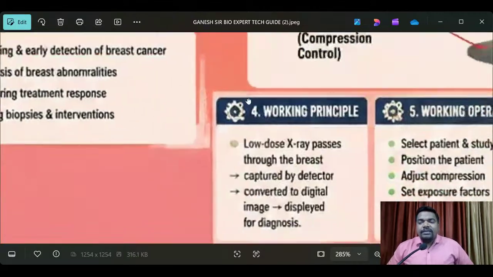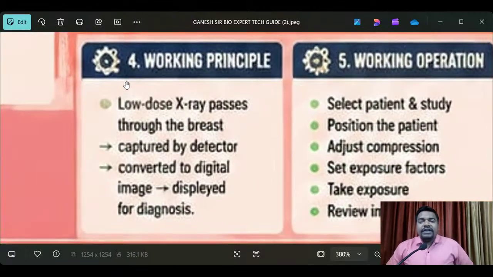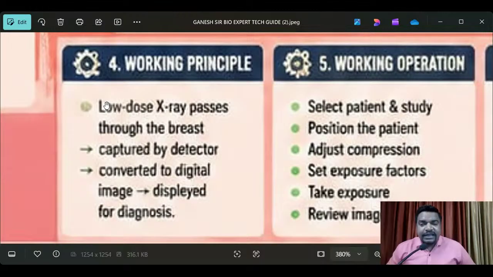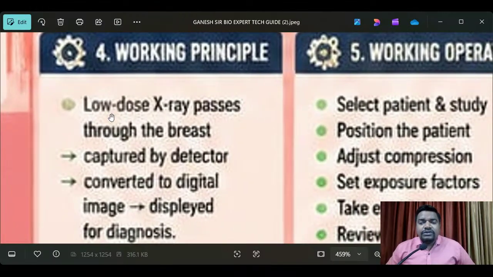Right. Now the working principle of mammography. See what I'm going to say, listen carefully and try to focus on everything.